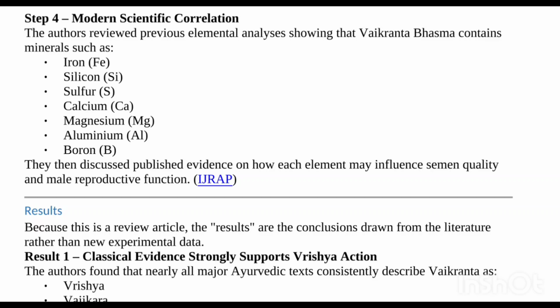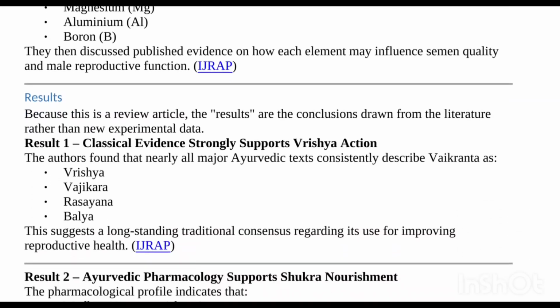And in step 4, modern scientific correlation, the author reviewed elemental analysis, which shows that Vaikrant Bhasma contains minerals such as iron, silicon, sulfur, calcium, magnesium, ammonium, and boron. They discuss published evidence on how much the elements may influence semen quality and male reproductive function.